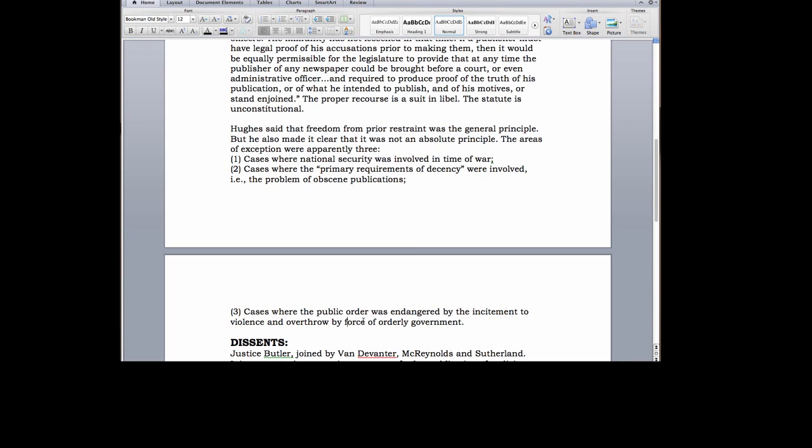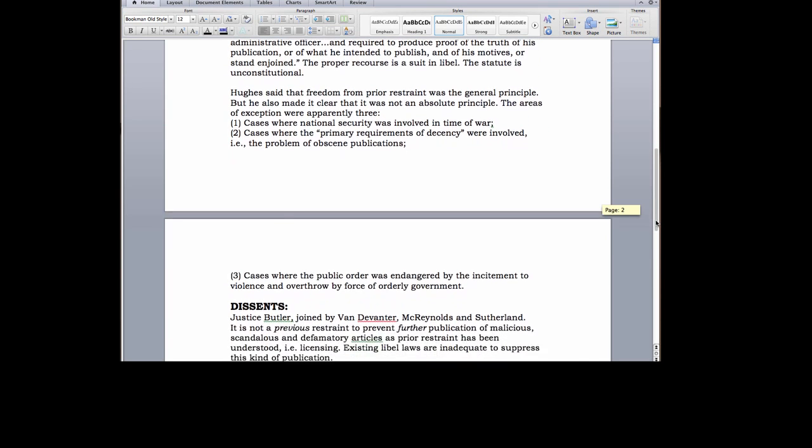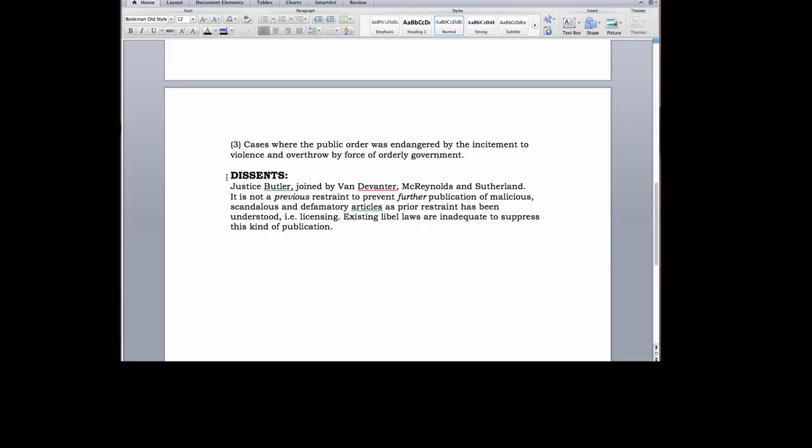And so here you have why the court decided the way that it did, and also some of the other elements to the case. Now, in this case, you have dissents, you have no concurrences. If you do have concurrences, you have to state those, who was involved. And here we have, in the dissents, Justice Butler, joined by Justices Van Devanter, McReynolds, and Sutherland. And essentially, they briefly say that the existing libel laws are inadequate to suppress this kind of publication, and so therefore they think that the publication was so bad that it in fact should have been stopped.